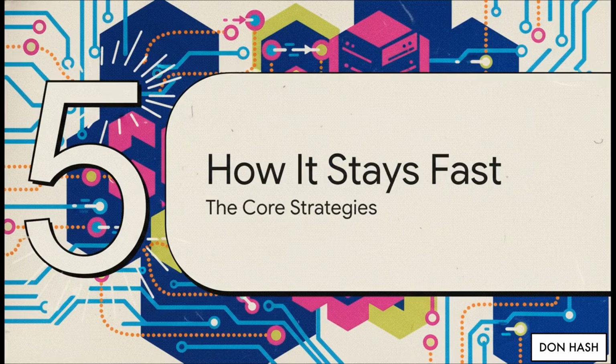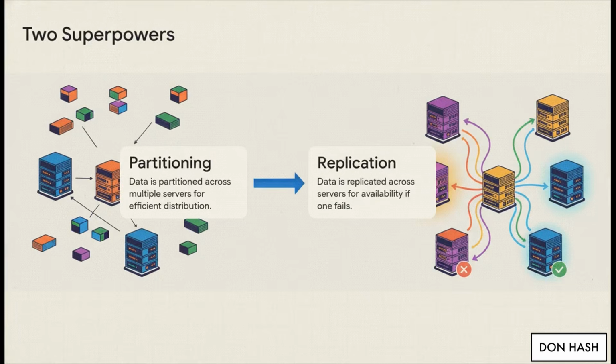But how does a system actually manage all this data? This is where it's really cool. This is the secret sauce. It really comes down to two key superpowers. First up is something called partitioning. Think of this like a citywide library system. You don't put every single book in one giant building, right? No way. You put fiction in one branch, nonfiction in another. That's partitioning. The data gets intelligently split up so no one server gets buried.